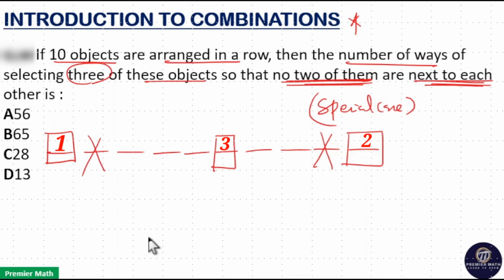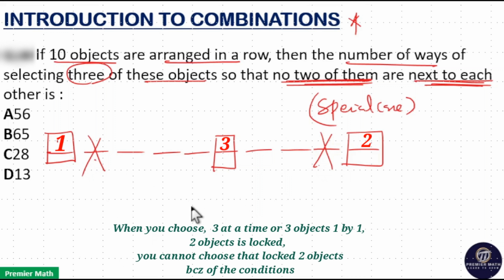Which means, if you are choosing 3 objects at a time, your availability is only 8 because 2 objects are disabled. When you choose one, one is disabled. When you choose the other, one is also disabled. So 2 are disabled, which means your availability is 8. 10 minus 2, that is, you are disabling these 2 objects. So your availability is only 8. Out of this 8, you can choose 3 objects at a time.